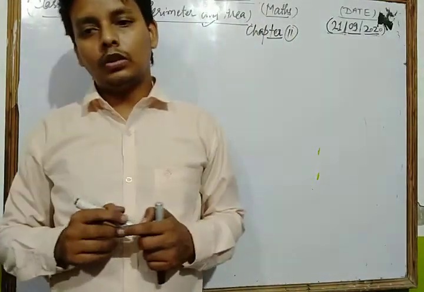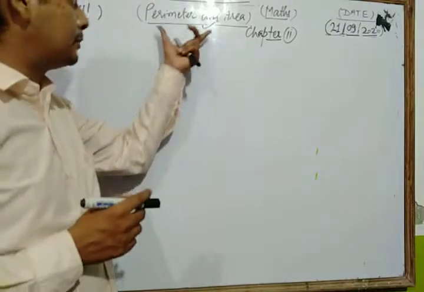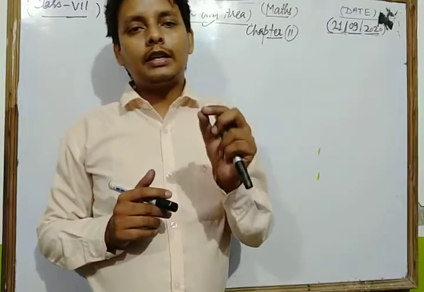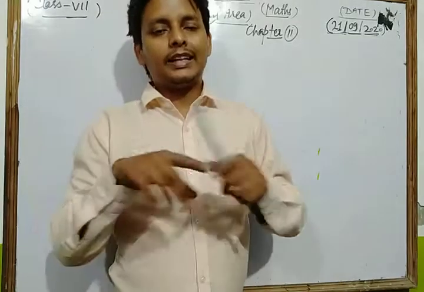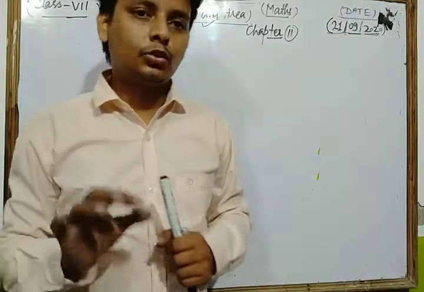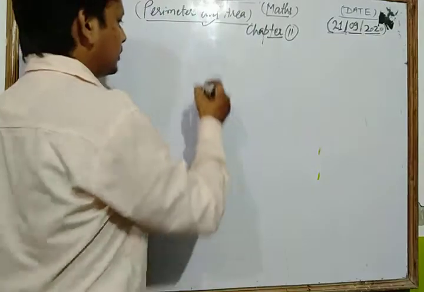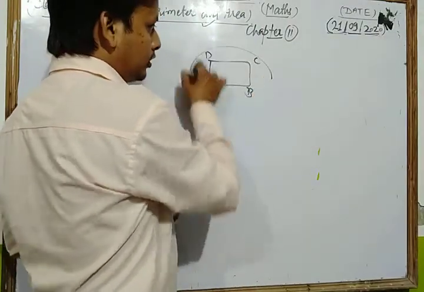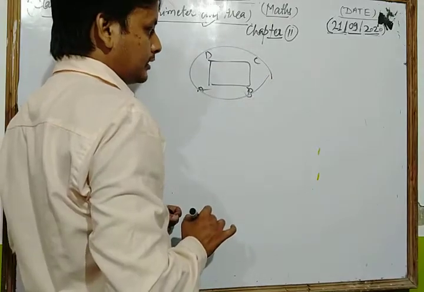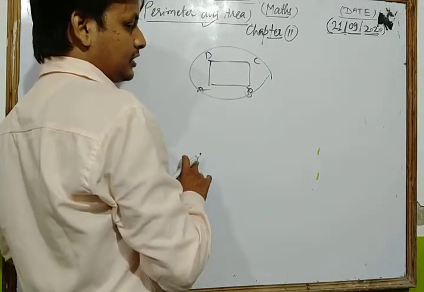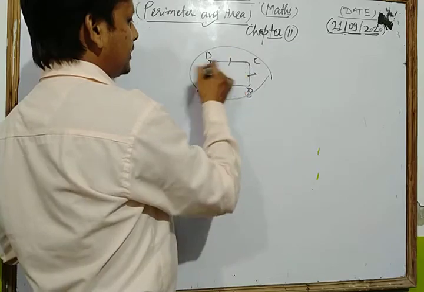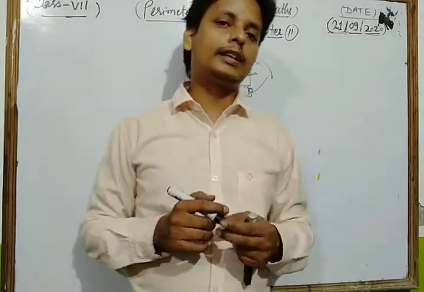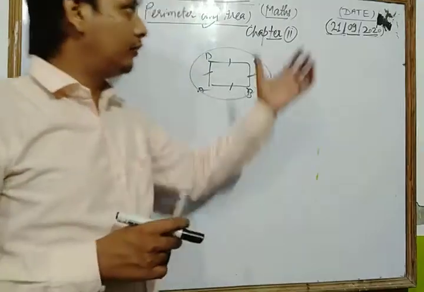Dear students, first of all we discuss some concepts of perimeter and area. You know that very well. The total length of all sides of any geometrical figure is known as its perimeter. Suppose we have a rectangle ABCD. The total length of each side means AB plus BC plus CD plus DA. The sum of all sides of any geometrical figure is known as its perimeter.